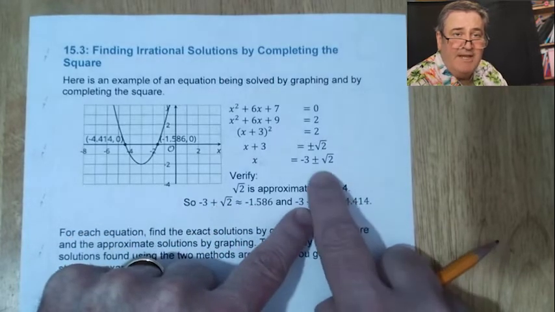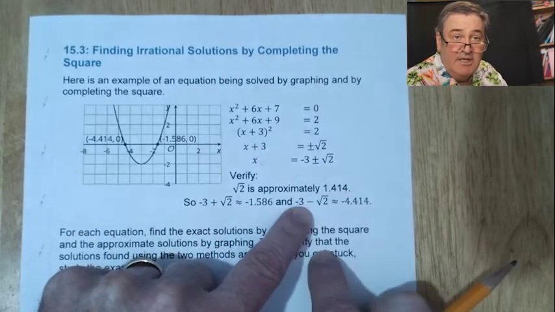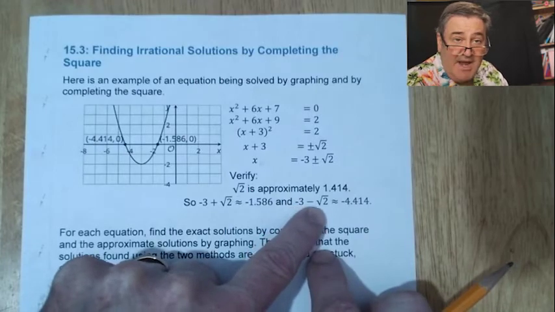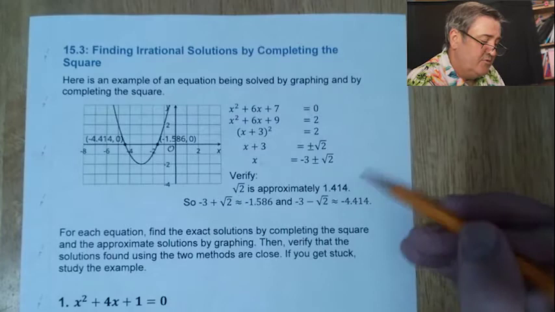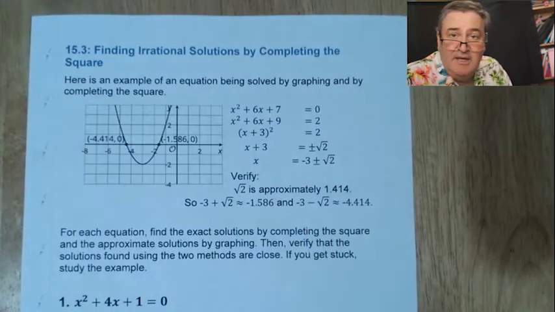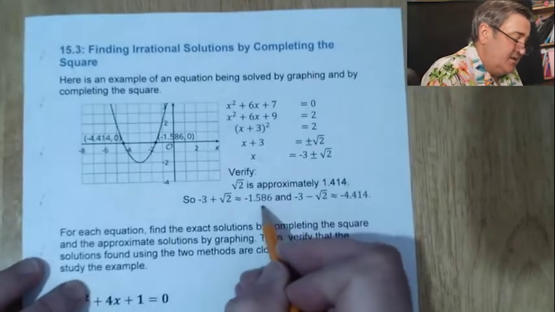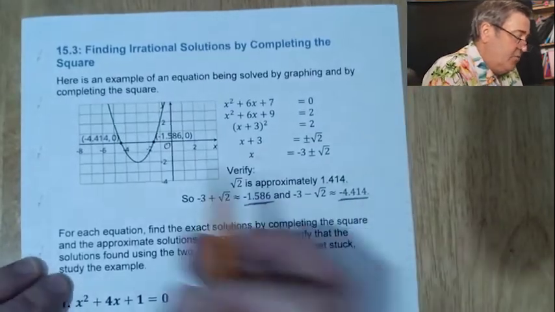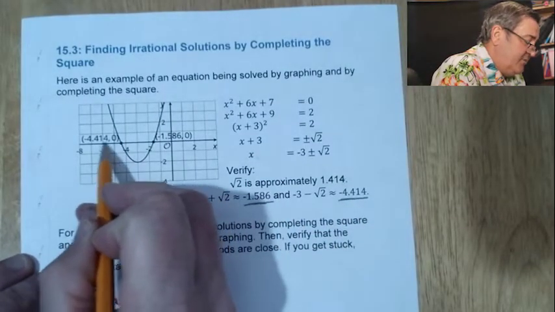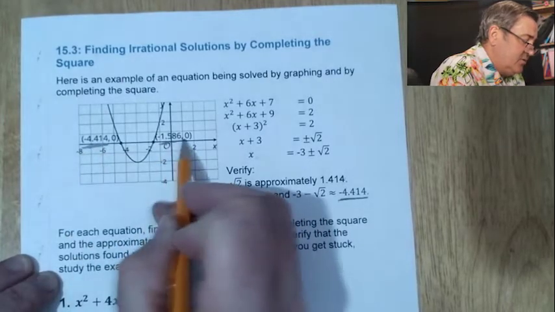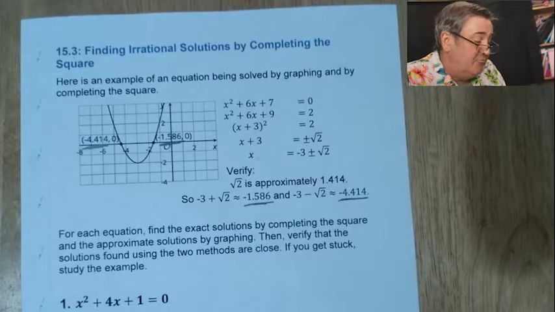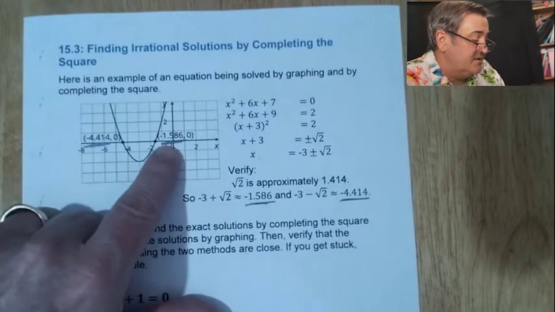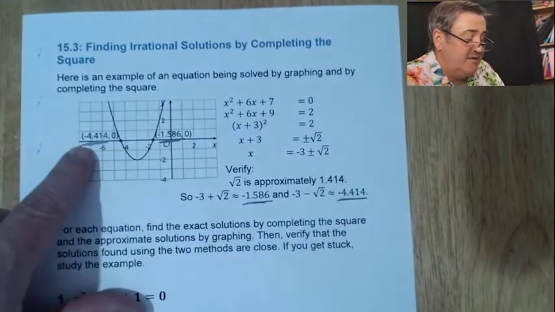If we use the minus, because that's the other answer, minus 3 minus the square root of 2 is negative 4.414. We took the 1.414, we subtracted it from negative 3, and it put us even farther back. So these are the two answers. And what do you know, when we graphed it, those were the x coordinates of where the graph equals 0. So those were the solutions, negative 1.586 and negative 4.414.